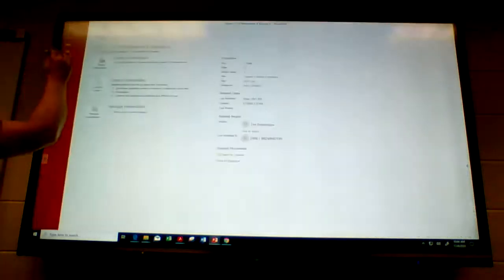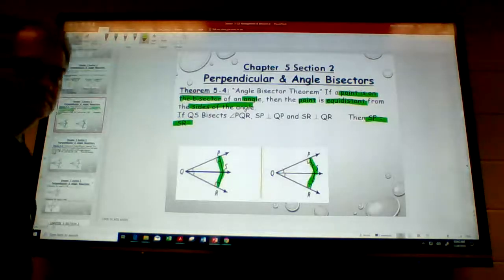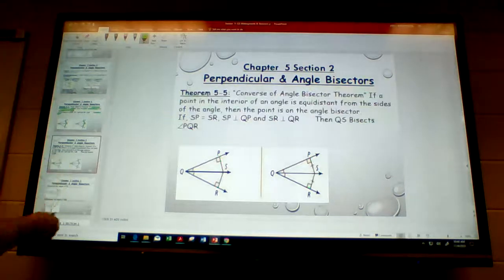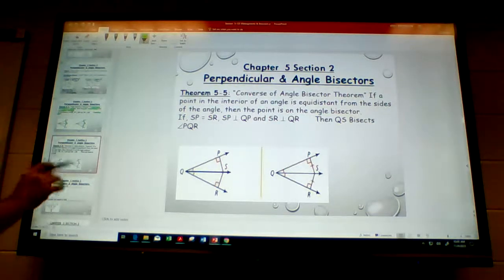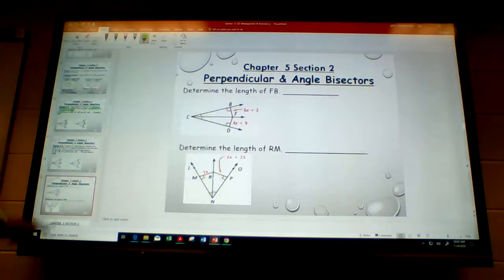All right. Doing pretty good on time. Converse just flips around. You just need to know that. Here's what you need to know right here.